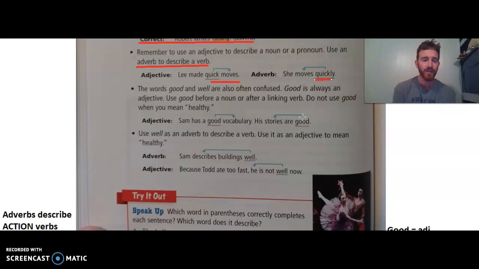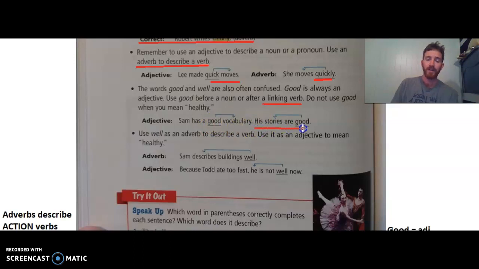The words good and well are also often confused. Good is always an adjective. And we're going to use good before a noun or after a linking verb. Keep in mind, when we talk about verbs, we need to think about action verbs for adverbs. We're not going to use good when you mean healthy as another sort of example. But here we have Sam has a good vocabulary. Here, good is describing the vocabulary. It's a good vocabulary.